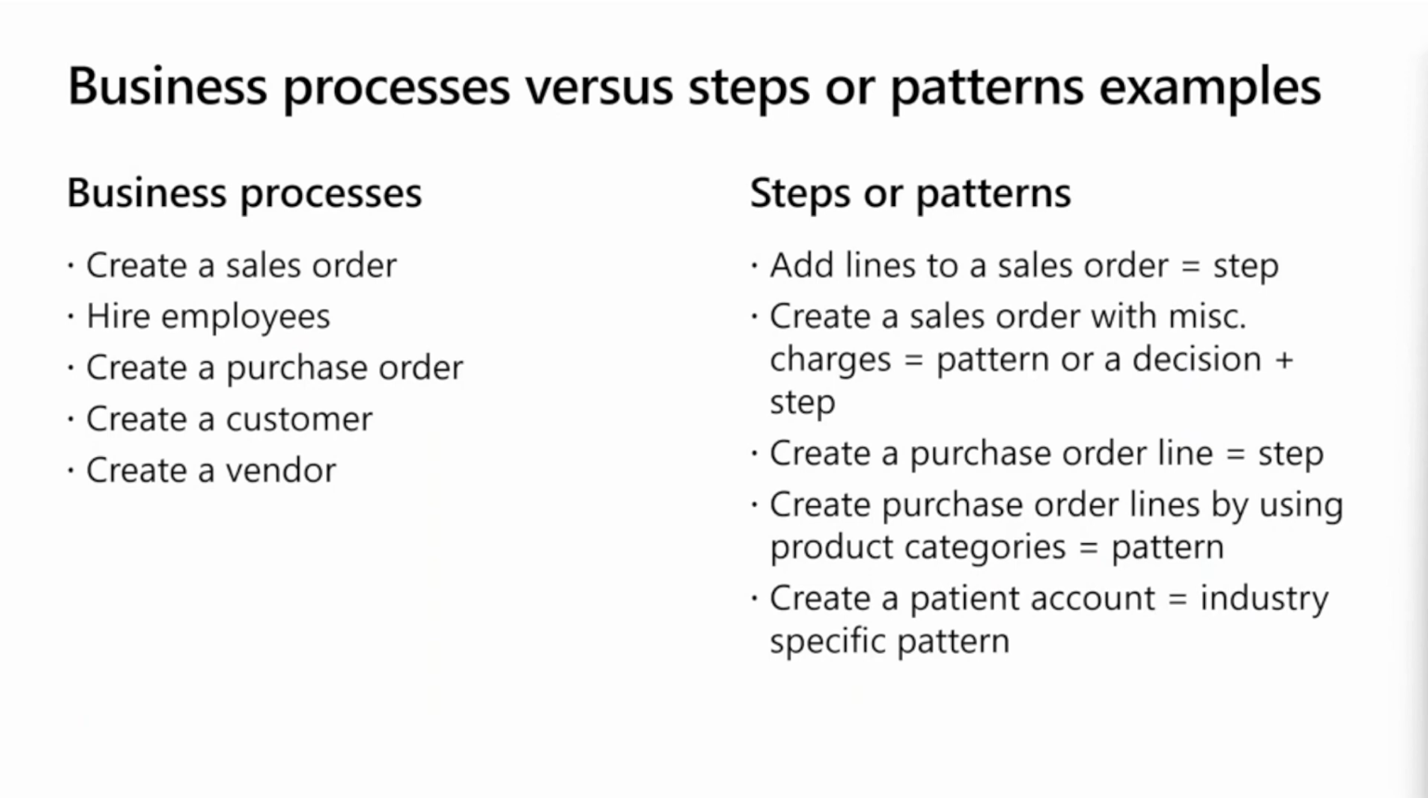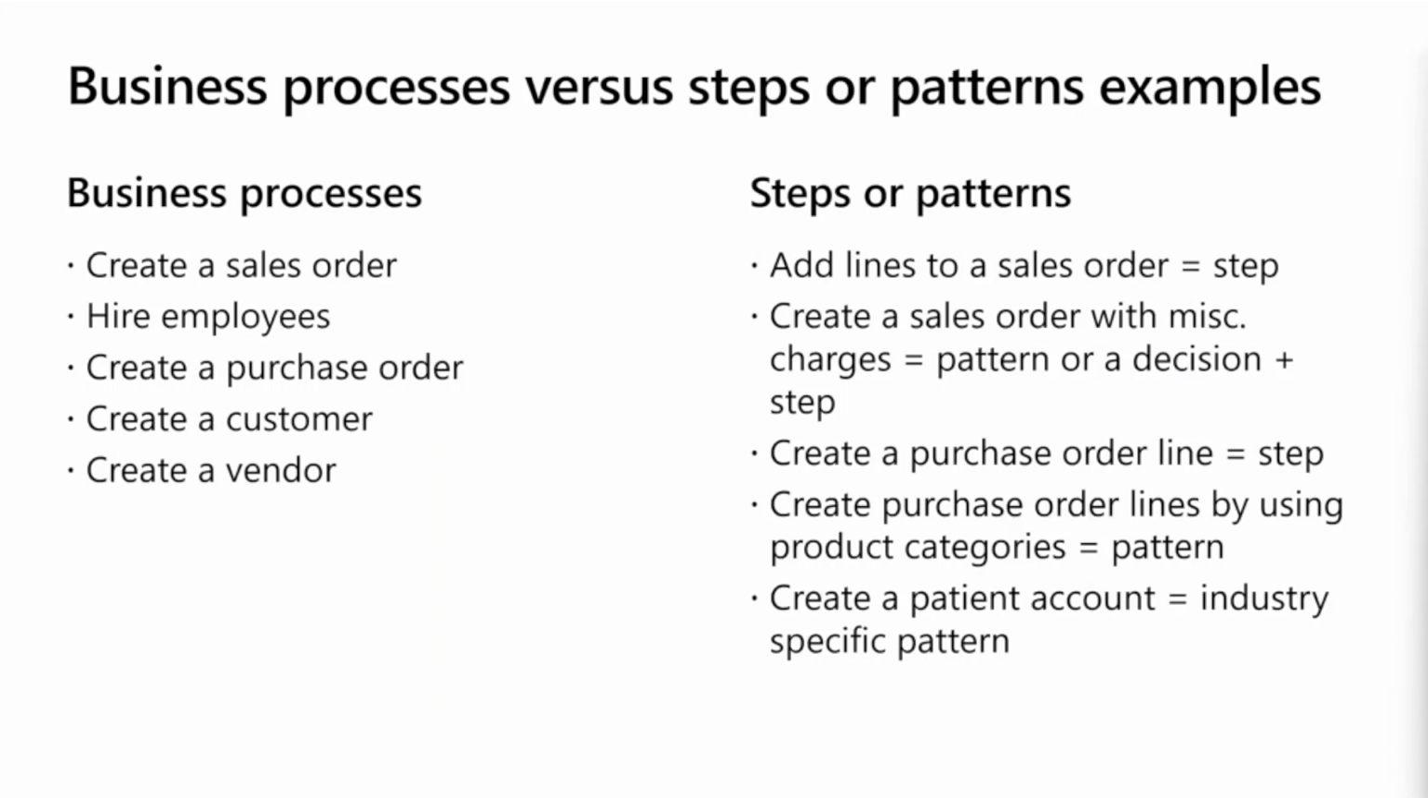So adding lines to a sales order is not a business process, it's a step. Creating a sales order that has miscellaneous charges on it, like adding miscellaneous charges to it, is a pattern of creating a use case, a type of sales order, or a way that you might create a sales order, or a decision step that is made in the process of creating a sales order. These are just a few examples.